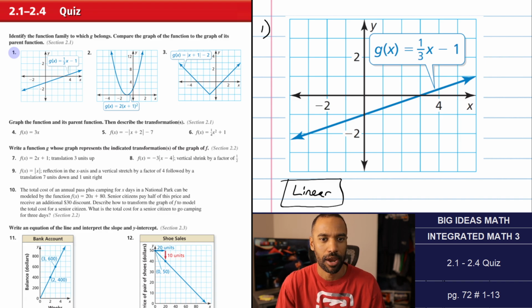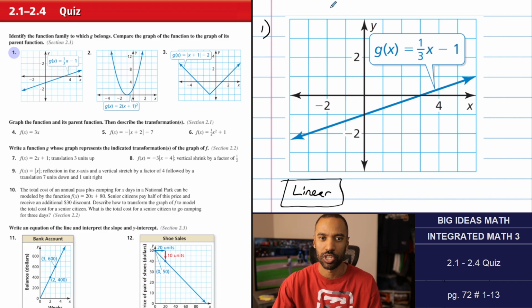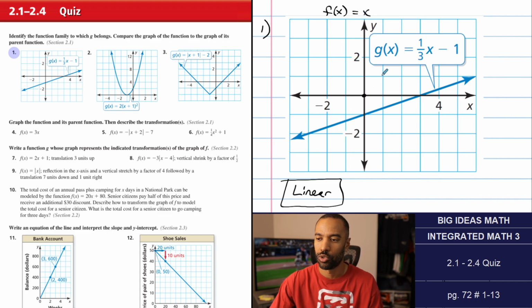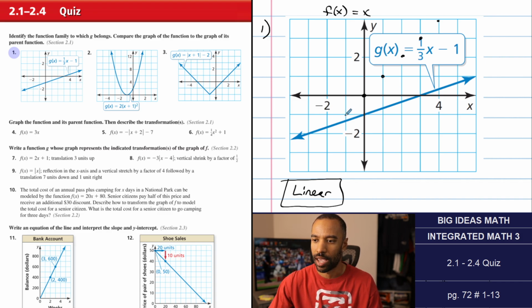Now they also say compare the graph of the function to the graph of its parent function. The parent function would just be f of x equals x, literally just the letter x. That means a slope of 1 and a y-intercept of 0, which would be going like this. This is the part that I actually wanted to draw. So right here, it would look like this in comparison.